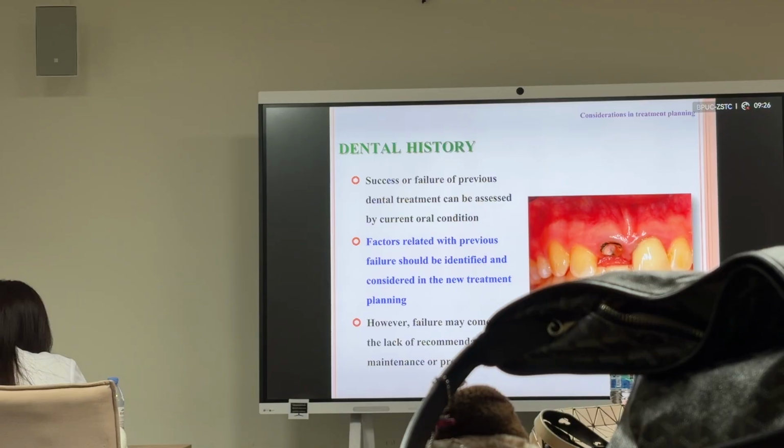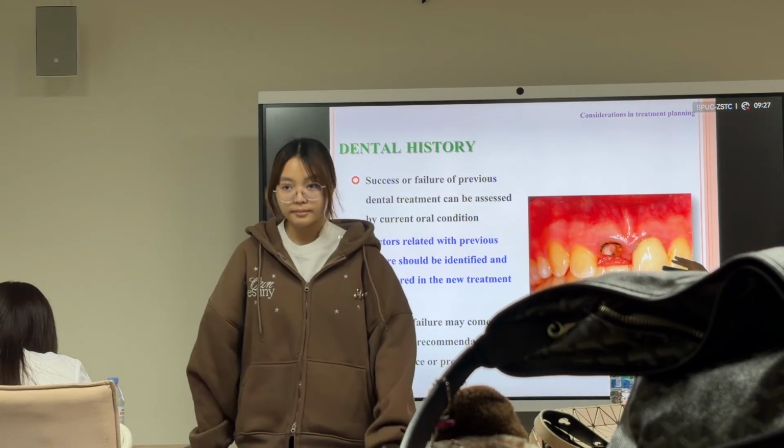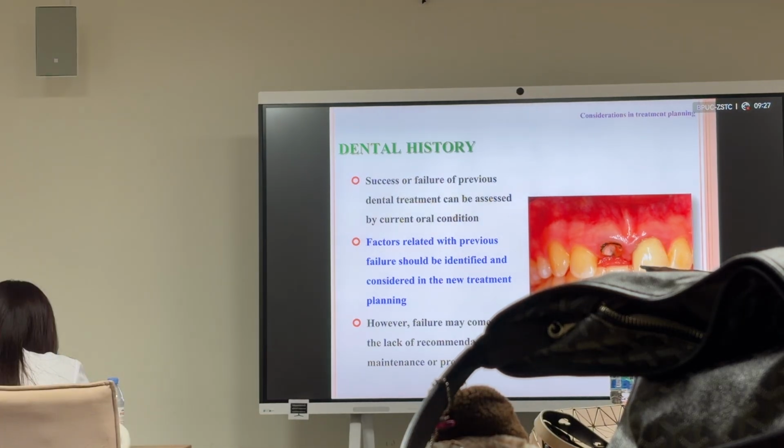Okay, dental history. Success or failure of previous dental treatment can be assessed by current oral conditions. Factors related with previous failure should be identified and considered in the new treatment planning. However, the failure may come from the lack of recommendation for mechanisms of prevention. For example, in this case, the loss of the crown, because the old crown has a secondary caries and crown broken. So for the new plan, if you make the same thing, maybe it will fail again if you don't explain to the patient good oral hygiene care, or you have to choose another plan like a removable one because the patient cannot clean for that reason.